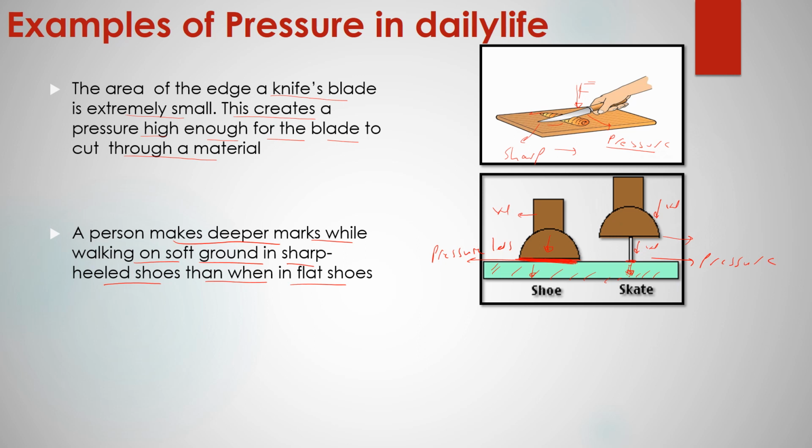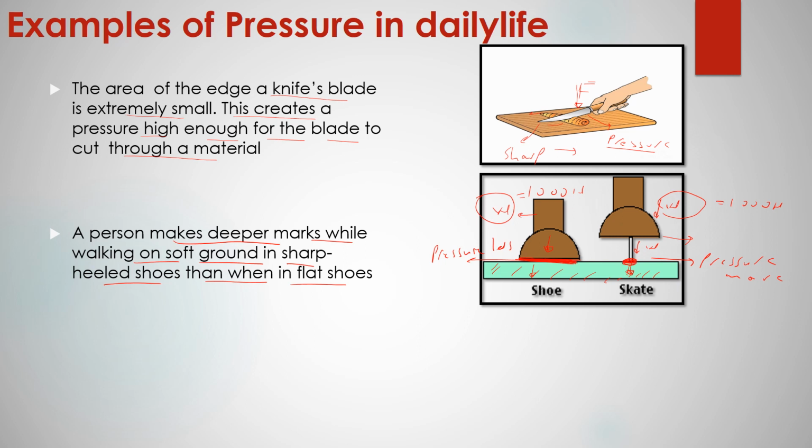Pressure is high. But as you see here, the weight of the body is the same. Let's say 1,000 Newton here, and 1,000 Newton here. So then what makes the difference? If the force acting on the ground is the same, but here pressure is less and here pressure is more, what makes the difference? The difference is produced by the surface area.